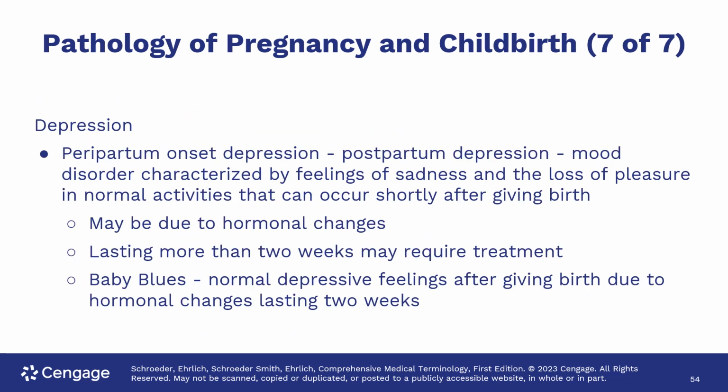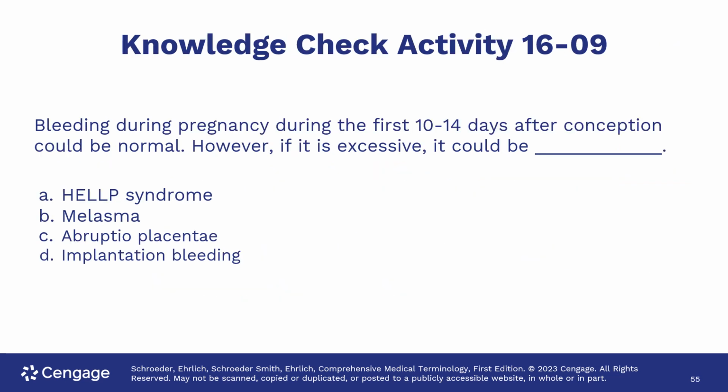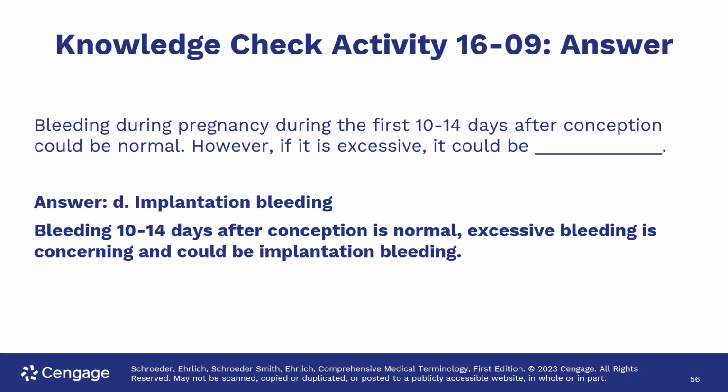Depression can happen at any time during pregnancy, generally due to hormonal changes. If it lasts more than 2 weeks, treatment may be needed. Depressive feelings are normal as hormones shift postpartum, but depression can also set in at this time. Excessive bleeding after conception is called implantation bleeding.